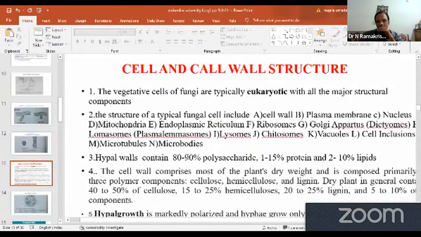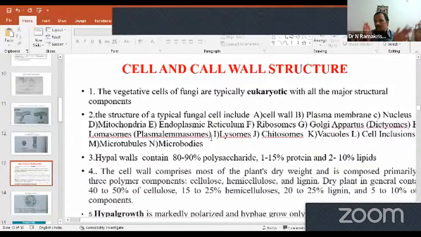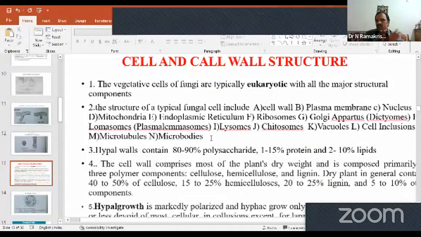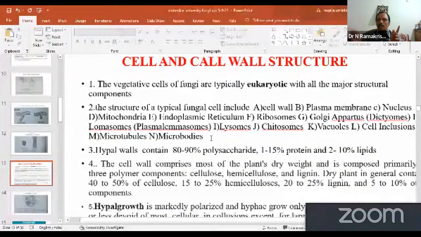Next, you see here, fungi are already of two types: one is false fungi, the second is true fungi. In false fungi there is no proper cell wall. Instead of a proper cell wall, we are looking at blastomere-like structures.